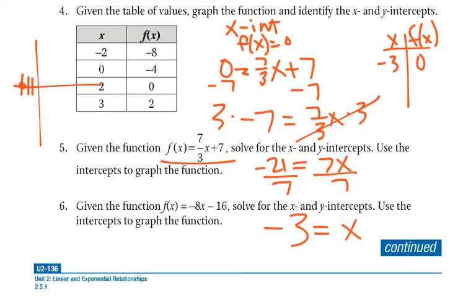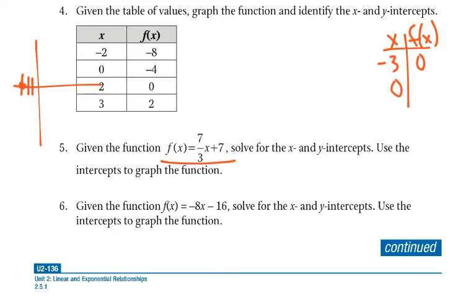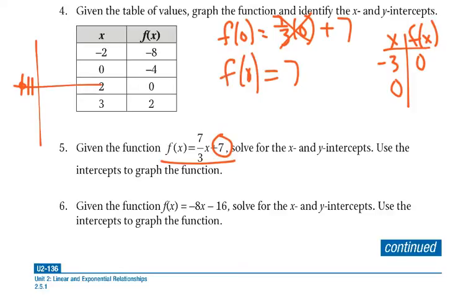Okay? Then I do it with x being 0. This one's usually the easier one to deal with, because all we have to do is evaluate our function. So I want to find f of 0. So I go 7/3, put in 0 plus 7. And because we know this is the y-intercept, it makes sense that that cancels out. We've got f of 0 equals 7.